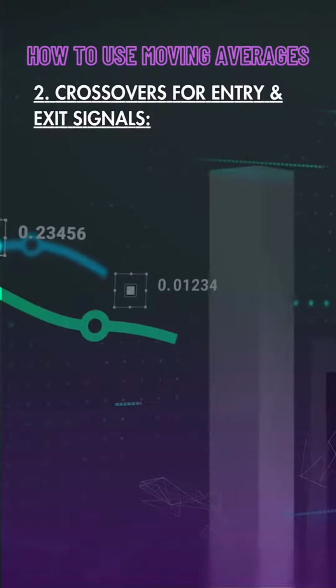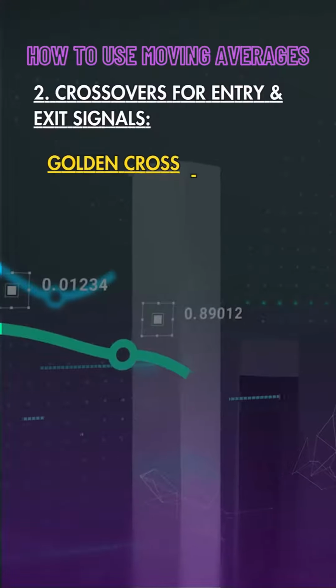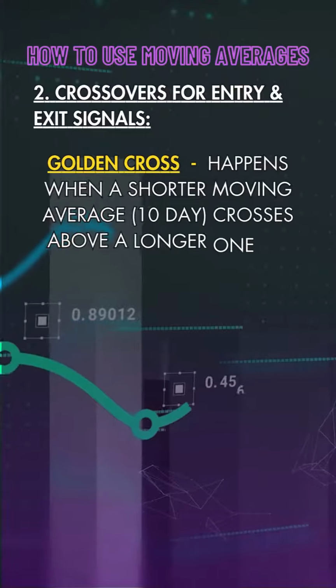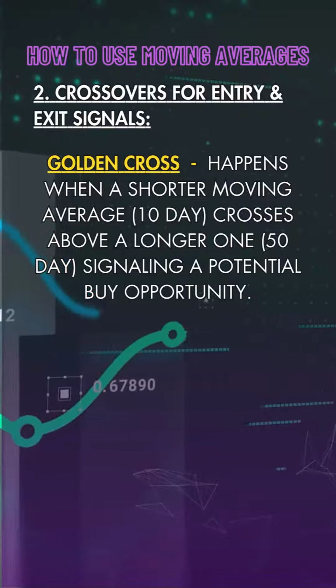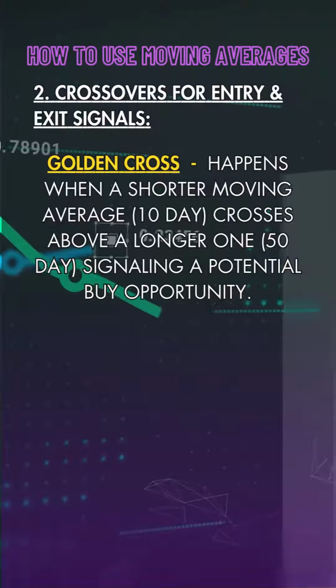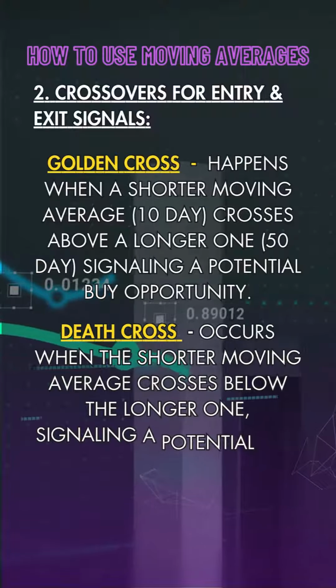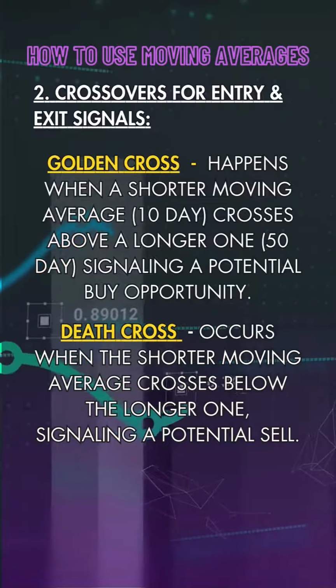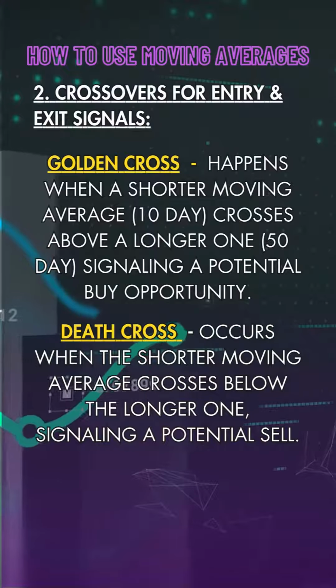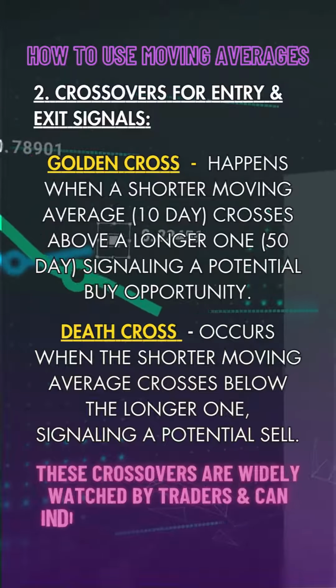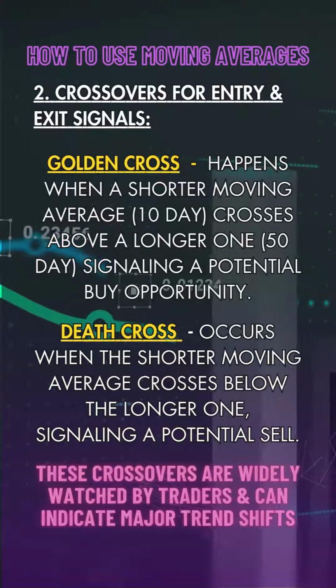Crossovers for entry and exit signals. A golden cross happens when a shorter moving average like a 10-day crosses above a longer one like a 50-day, signaling a potential buy opportunity. A death cross occurs when the shorter moving average crosses below the longer one, signaling a potential sell. These crossovers are widely watched by traders and can indicate major trend shifts.